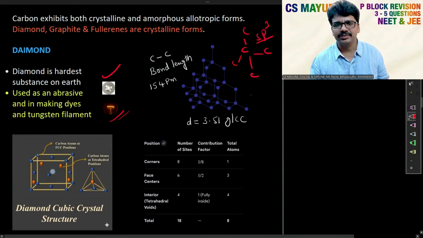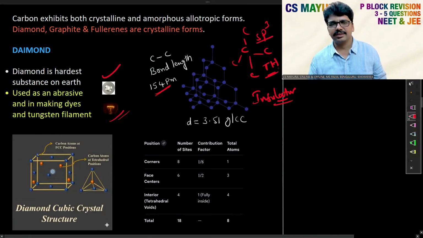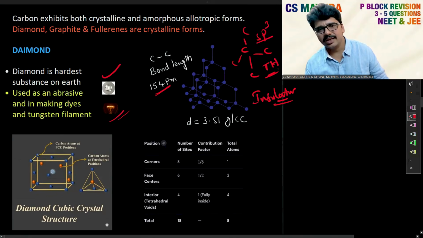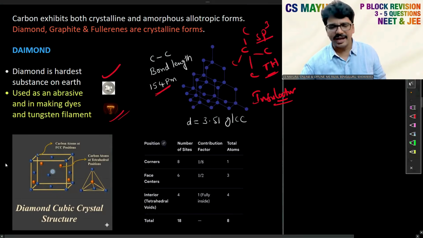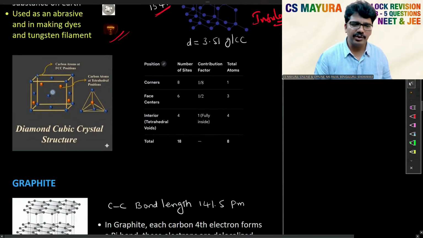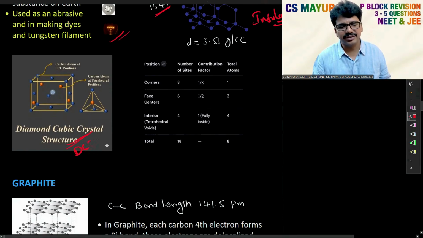sp3 hybridization. Bond length is 154 picometers. No free electron, so diamond is a bad conductor or insulator. Right? Each carbon unit has a tetrahedral structure. But the resultant structure of diamond is not tetrahedral. It has a diamond cubic structure. Many tetrahedral units are joined together to give a diamond cubic crystal. Simply we say DCC.